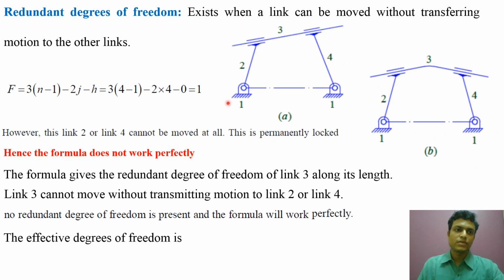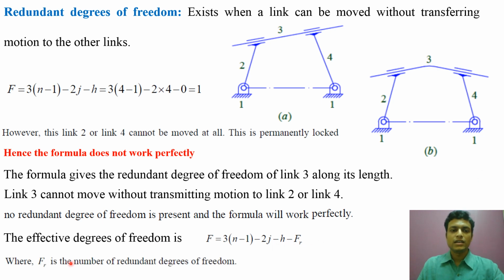So from this concept of redundant degrees of freedom, we can modify our equation. Now the effective degrees of freedom of a mechanism will be F equals 3 into n minus 1 minus 2j minus h minus Fr, where Fr is the number of redundant degrees of freedom. So if I apply this modified equation to mechanism A, the degrees of freedom of mechanism A will be 0, because Fr is 1, so this 1 minus 1 will be 0.